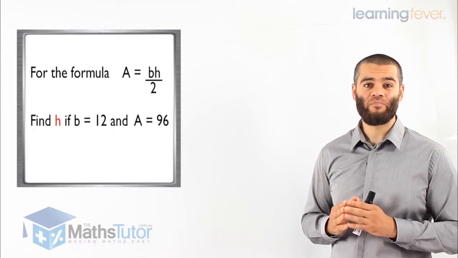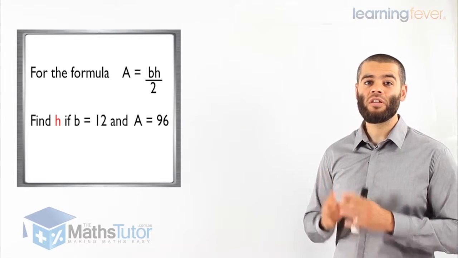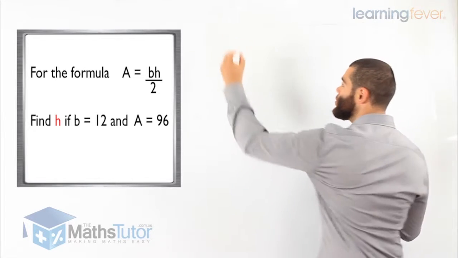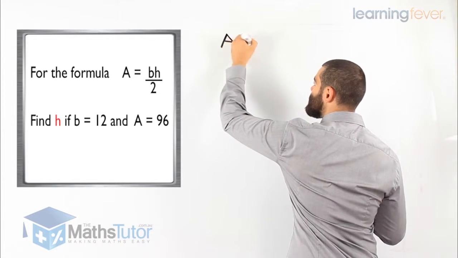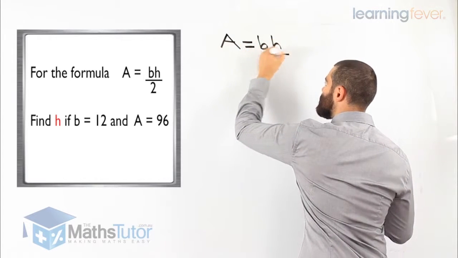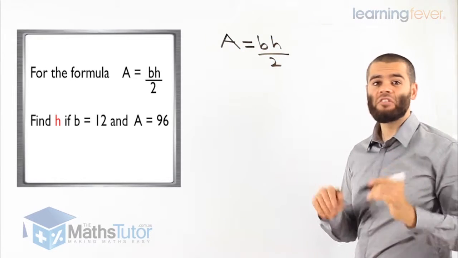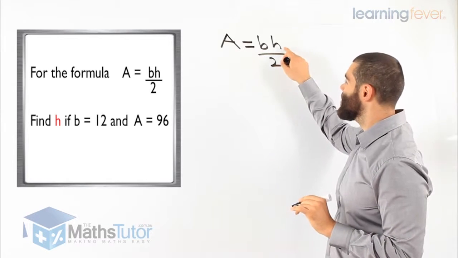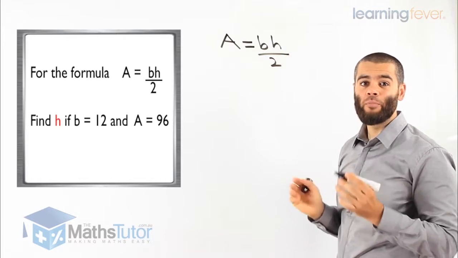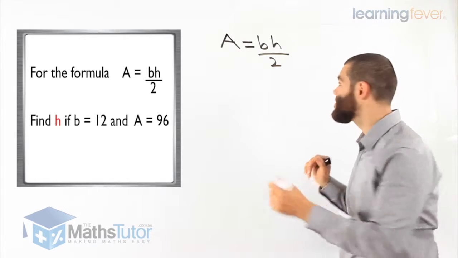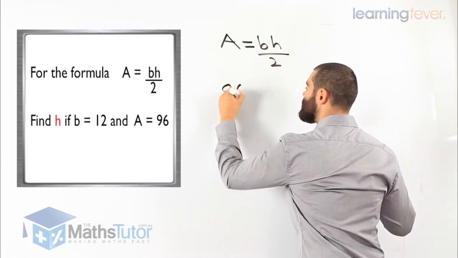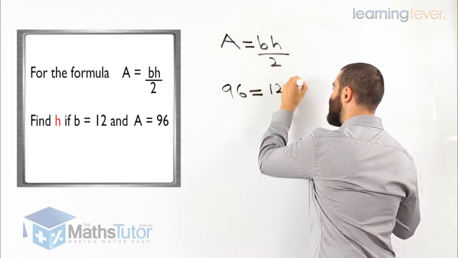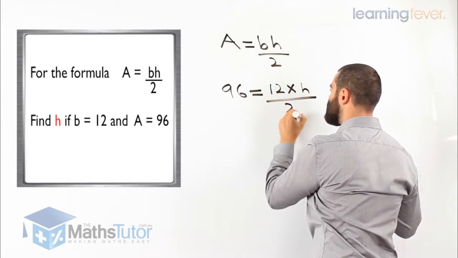Simply, the first step is to substitute all the information into the formula. Let's do that first. A equals BH over 2. We'll write the formula down. That's our formula. And the first step is to substitute the information we have. It's telling us to find H. So we don't have H, but we have B. B is 12 and A is 96. So A is 96 and B is 12. We're asked to find H over 2.